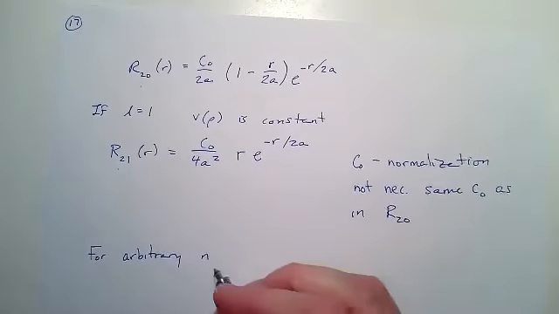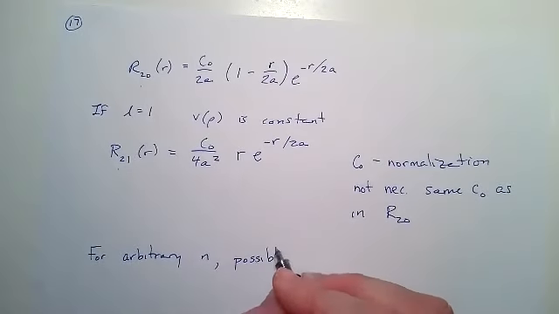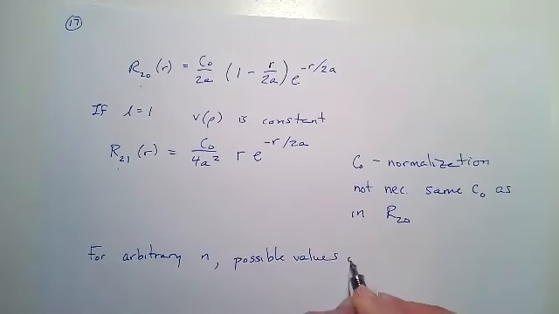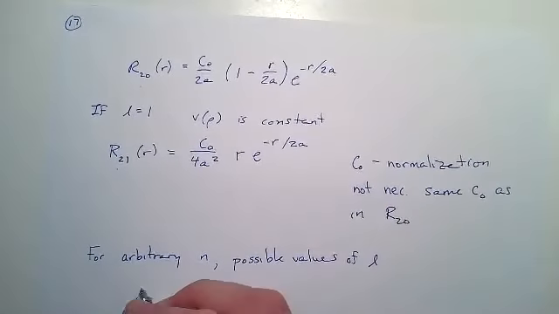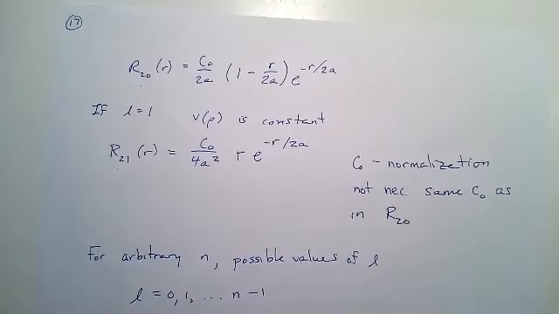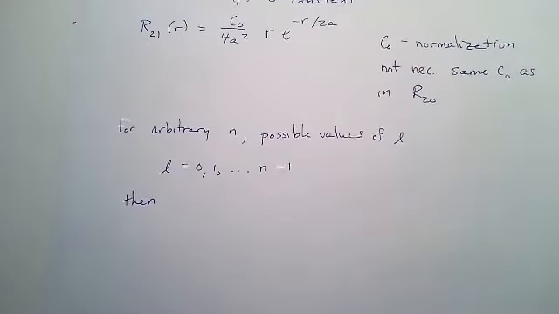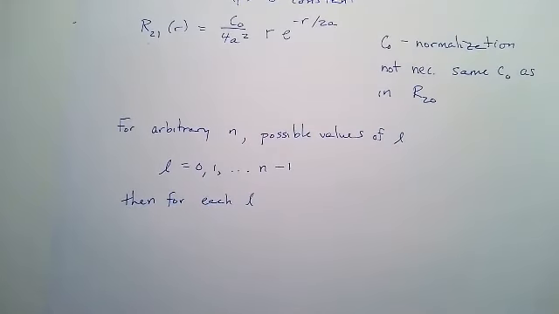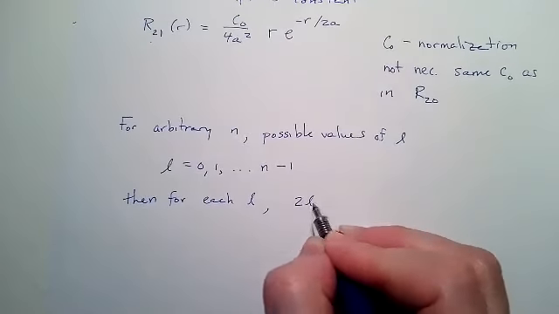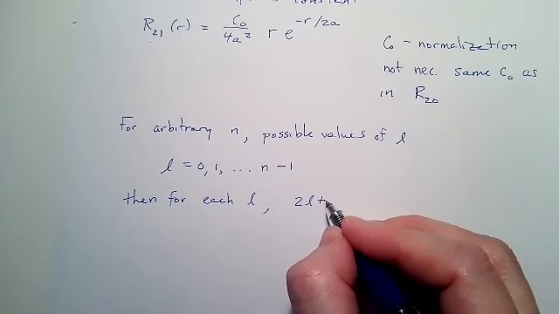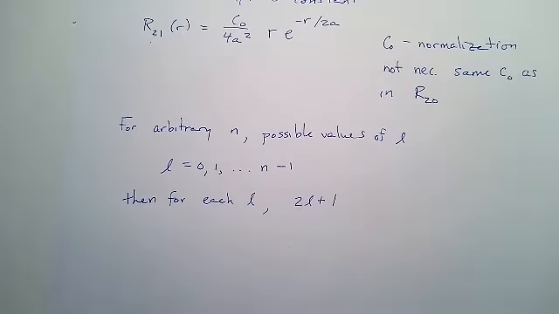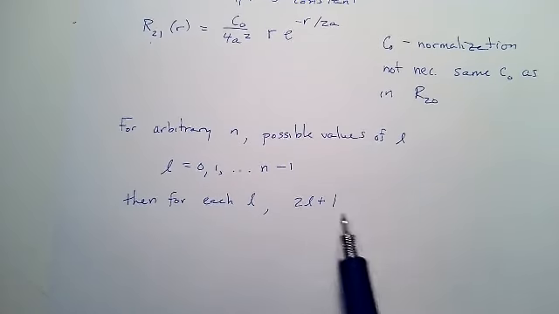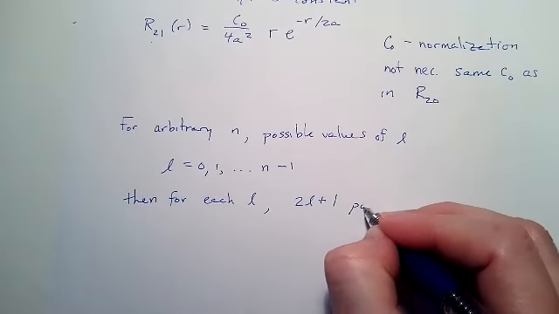So for any arbitrary n, you're going to have possible values of L that are going to range from 0 all the way up to n minus 1, right? And then for each L, you are going to have values for m that range from negative L through 0 all the way up to positive L. So you're going to have 2L plus 1, that extra 1 is the 0, possible values of m.